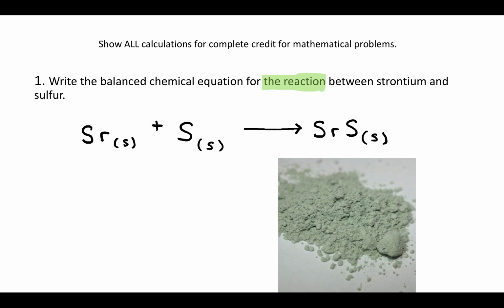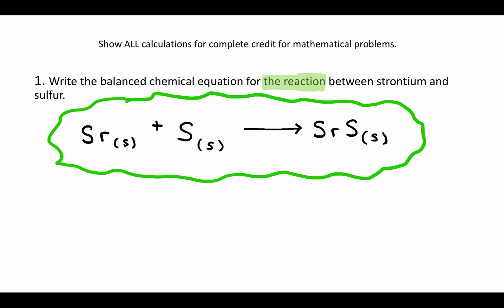We just need to make sure it's balanced. We have one strontium on the left, one strontium on the right, one sulfur on the left, one sulfur on the right, and so it is balanced. And that is the balanced equation for the reaction between strontium and sulfur.